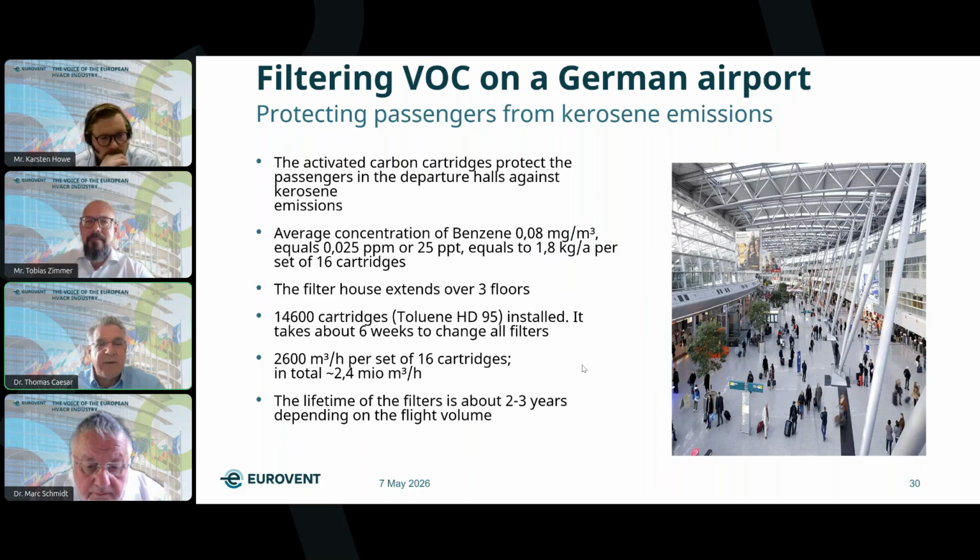So when you look at the practical application, it's not a small air handling unit. It's basically a filter house that extends over 3 floors. And we have 14,600 cartridges installed. So quite a massive amount of carbon is needed here to filter out the benzene. And just changing these 14,600 cartridges already takes 6 weeks.